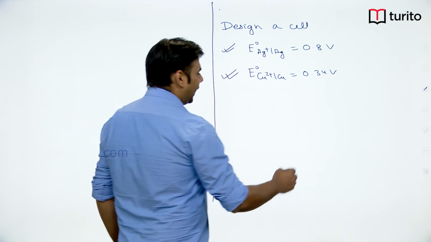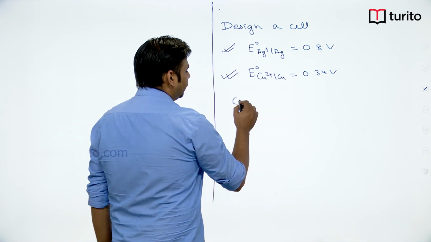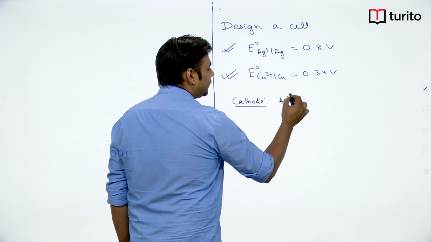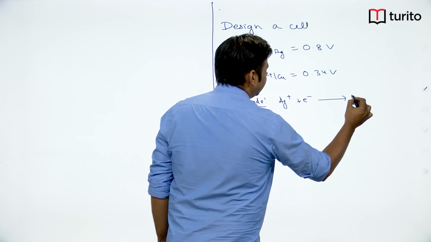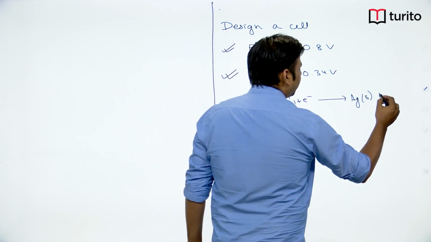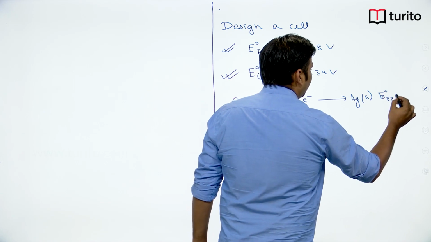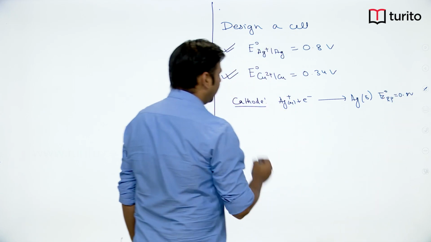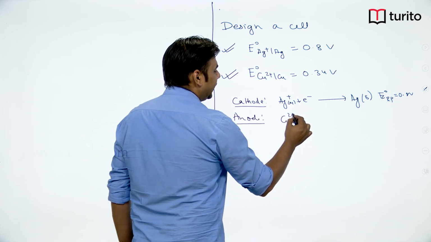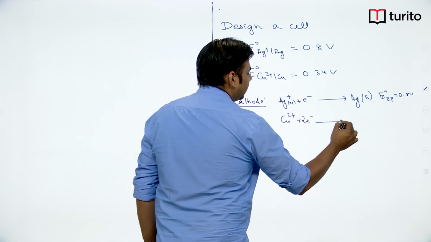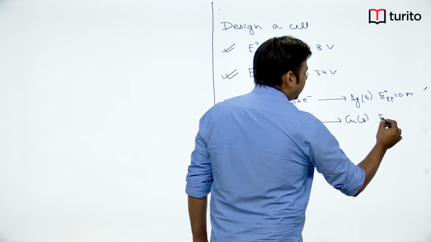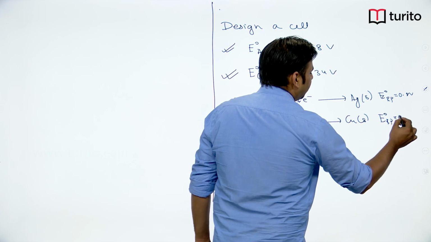So I have to take this as the cathode. In the cathode, Ag plus takes up an electron and changes into Ag. This is solid, this is aqueous. The reduction potential of this is 0.8 volt. Similarly at the anode, copper 2 plus takes up 2 electrons and changes into copper solid. This is aqueous. The reduction potential of this is 0.34 volt.